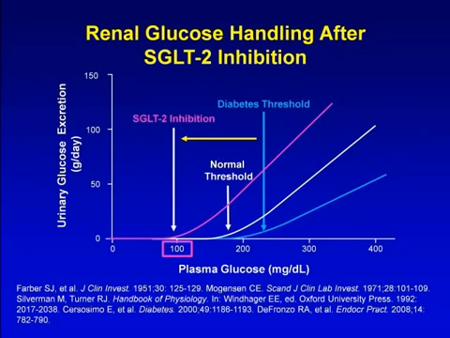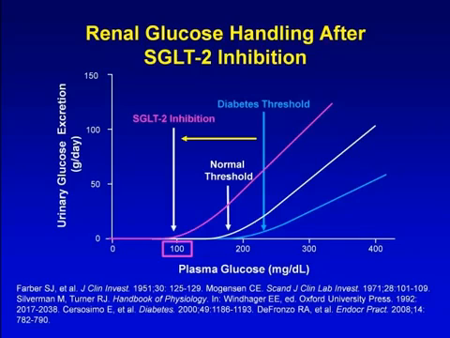In this slide, we're going to show what SGLT2 inhibition does to renal glucose handling. So we have the plasma glucose going from 100 to 400, and then we have the urinary glucose excretion from 0 to 150. As you can see, normally the threshold is 180 milligrams per deciliter of plasma glucose, above which there is excretion of glucose through the urine. The diabetes threshold is, as we reviewed before, increased to about 240. So the excretion takes place only above 240.